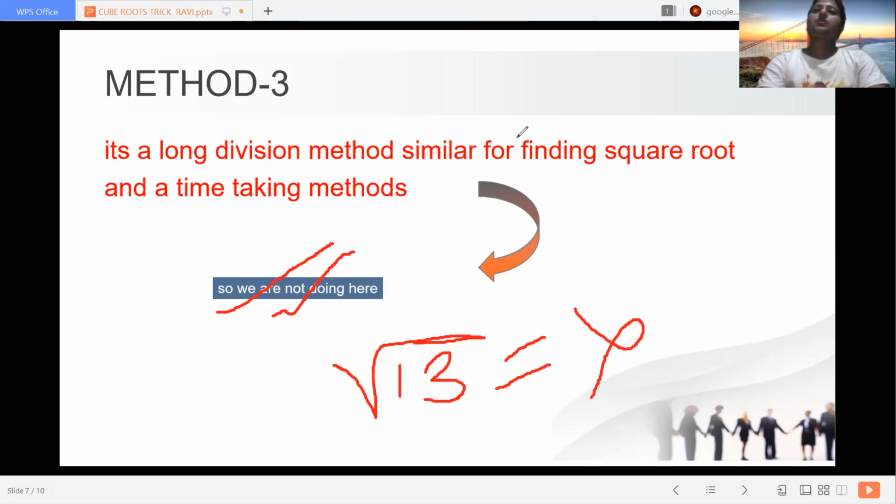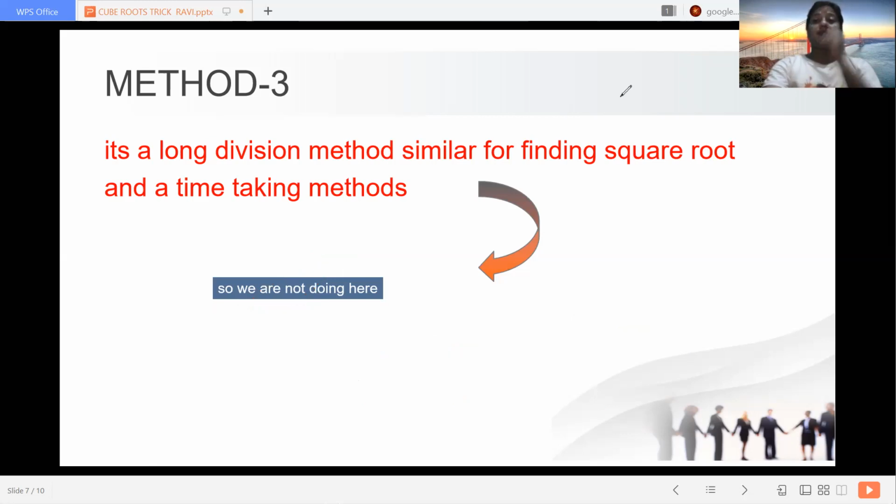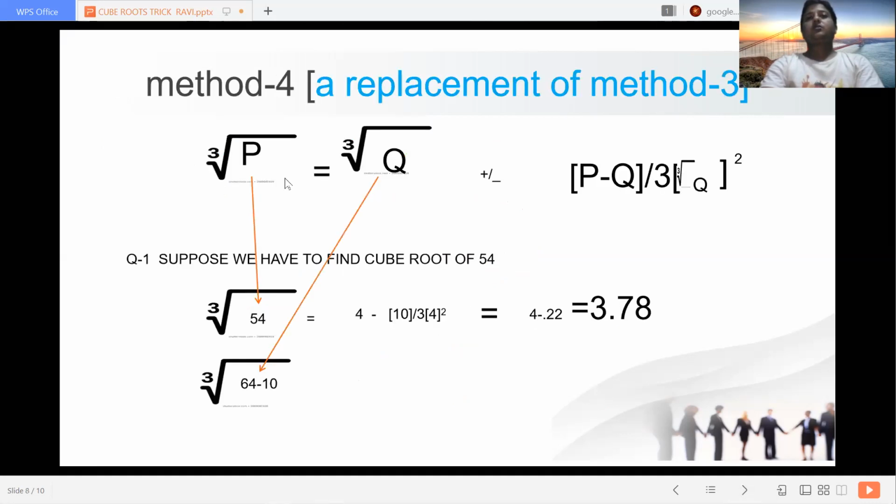Instead of doing this, we have a trick with the help of which we can calculate the cube root of any number. But the limitation is, it is correct for only 2 decimal places. What is the trick?